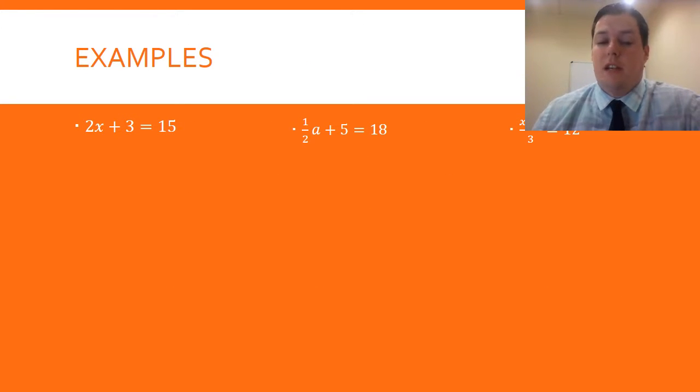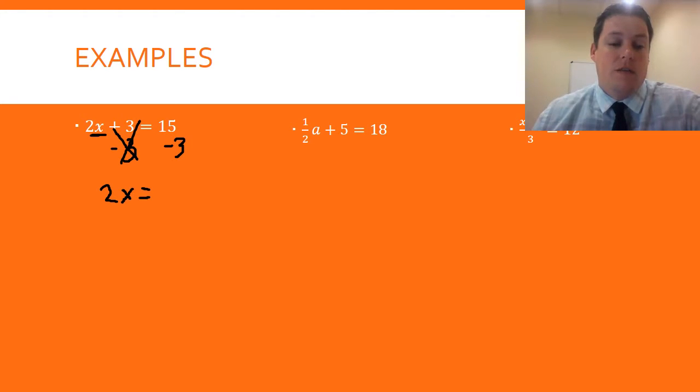Here we have a few examples. So the first one, we want to isolate this x. So we got to get this x by itself. So we got to get rid of this 2. We got to get rid of this plus 3. Remember, we want to do order of operations in reverse. So first we want to subtract 3 from each side because we need to undo this 3. That gets rid of the 3 so that we just have 2x on this side.